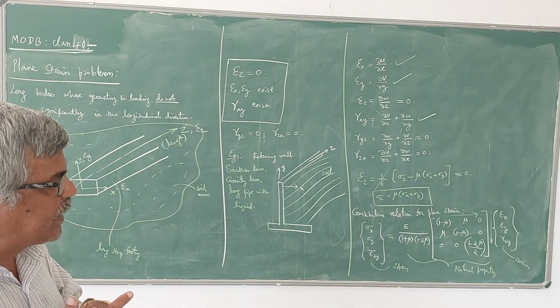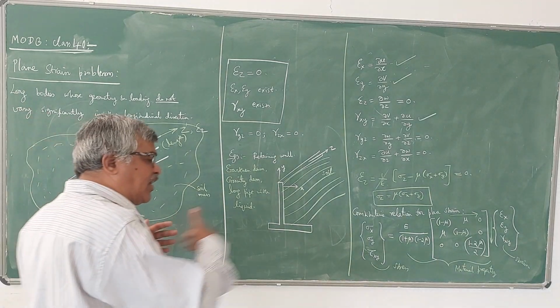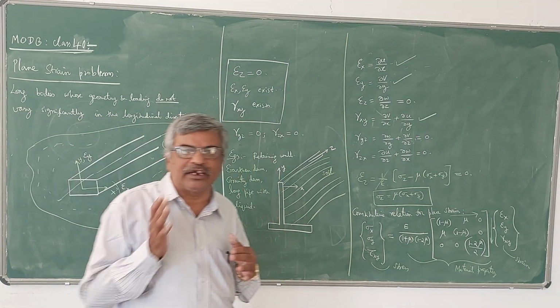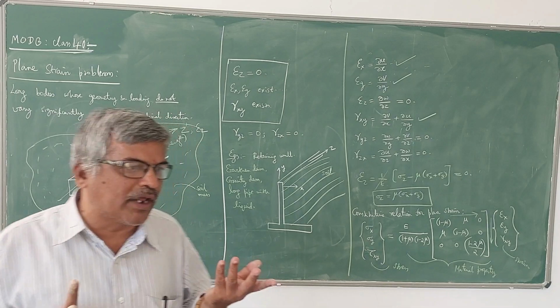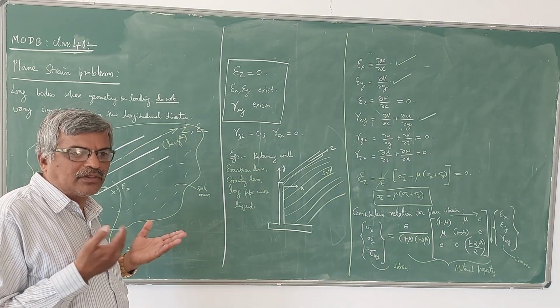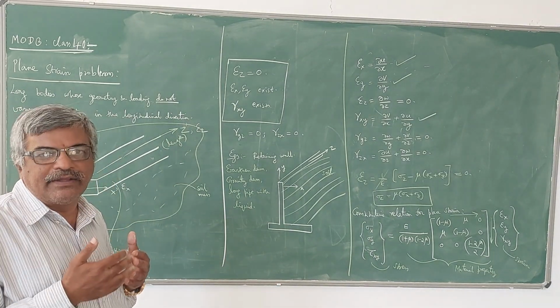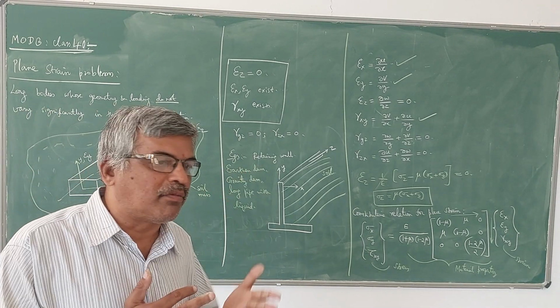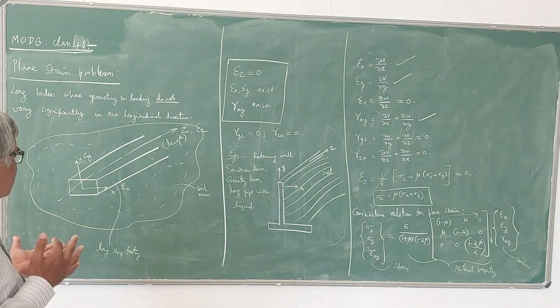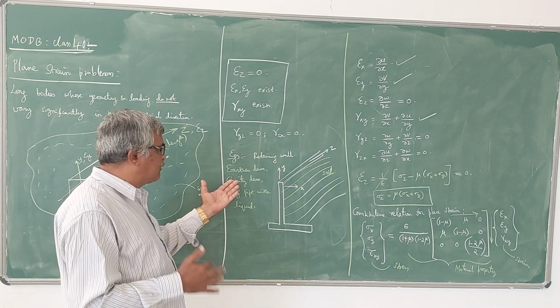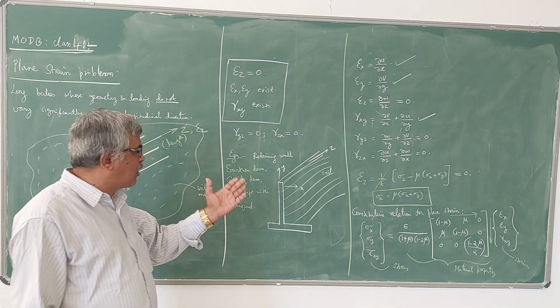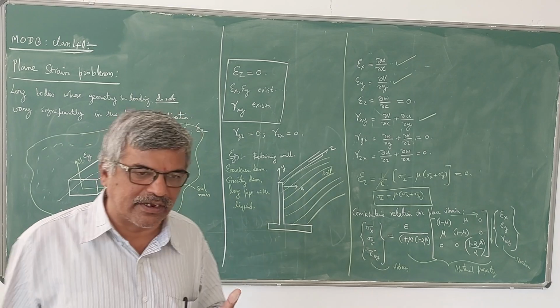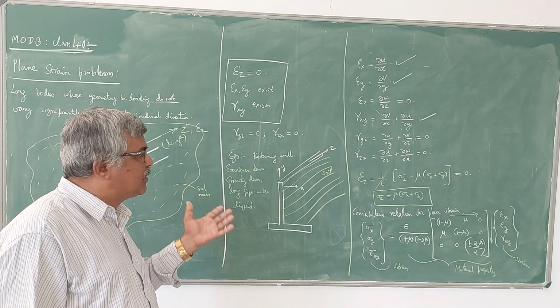Whereas if the dimension is very long in the z direction, along the length, so that the geometry and loading will not be varying much along the length of the object, then such problems can be treated as plane strain problems. Examples are long strip footing, retaining wall, upland dam, gravity dam, long pipe with some liquid flowing within it. So these are the constitutive relations.